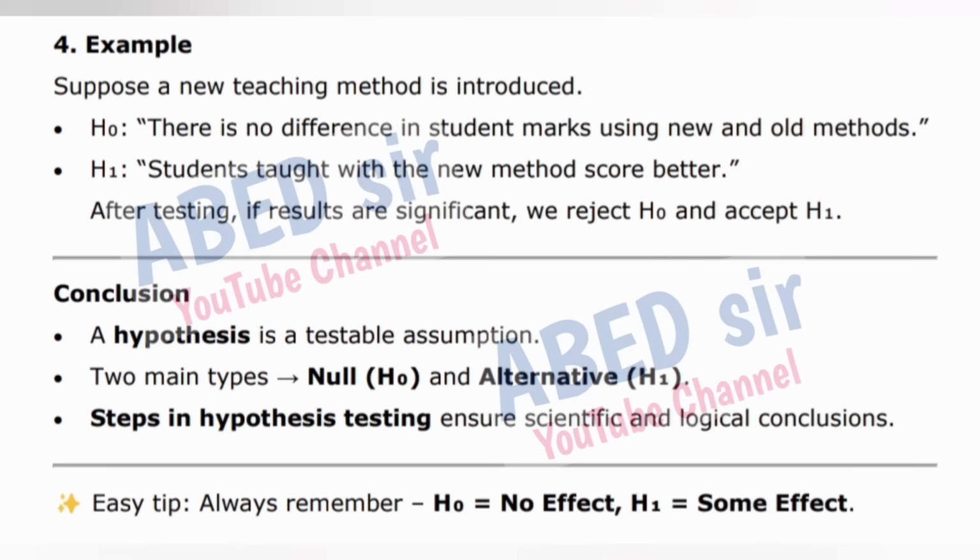Conclusion. A hypothesis is a testable assumption. Two main types: null, H0, and alternative, H1. Steps in hypothesis testing ensure scientific and logical conclusions. Easy tip. Always remember H0 is equal to no effect, H1 is equal to some effect.